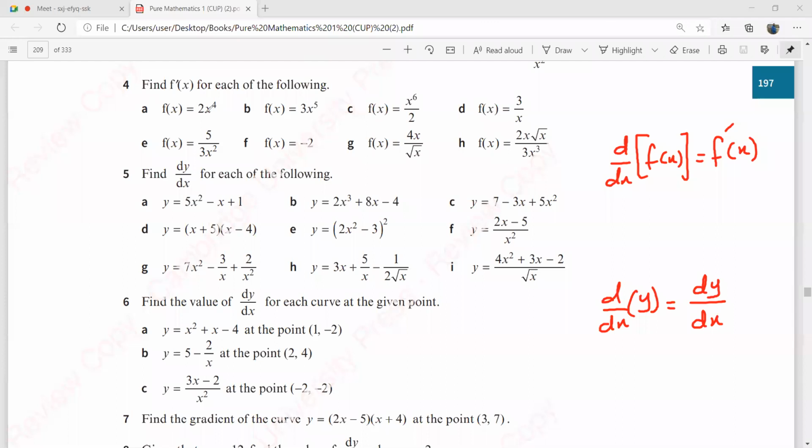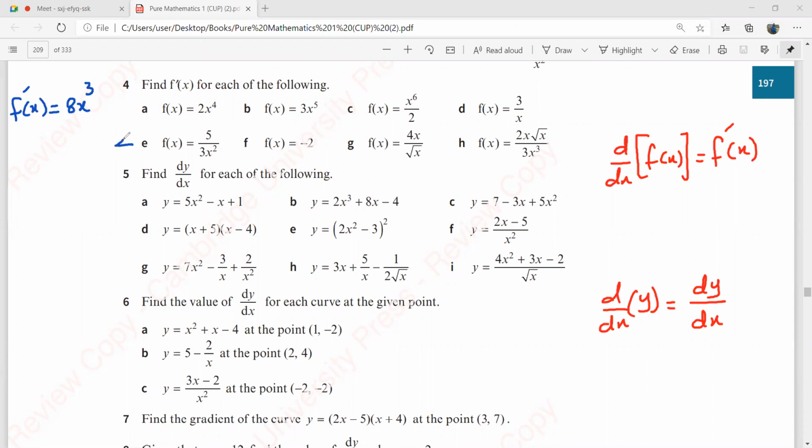It is f of x equal to 2x to the power 4. So the left hand side would be written as f dash of x, and the right hand side would be written as 8x cubed. That is what happens.